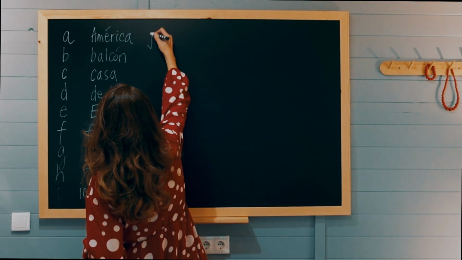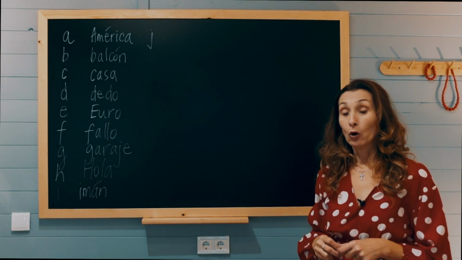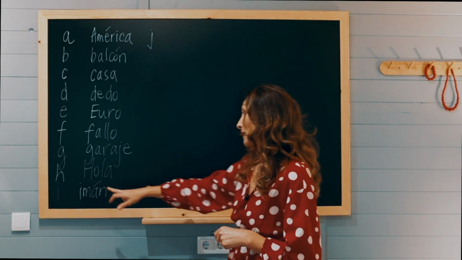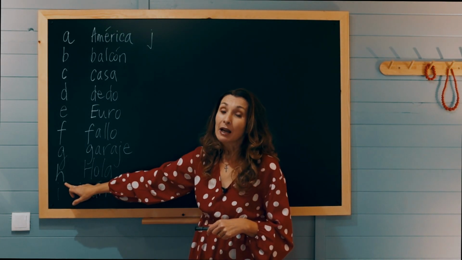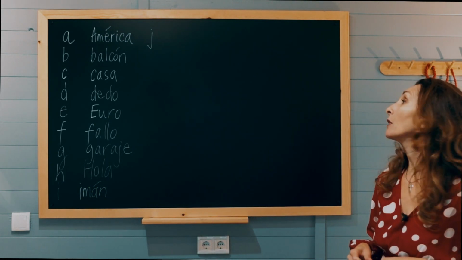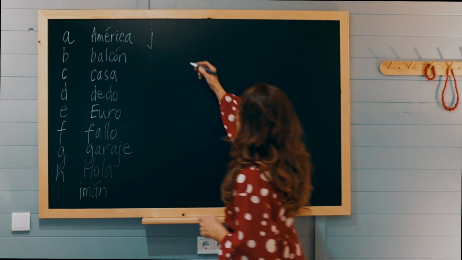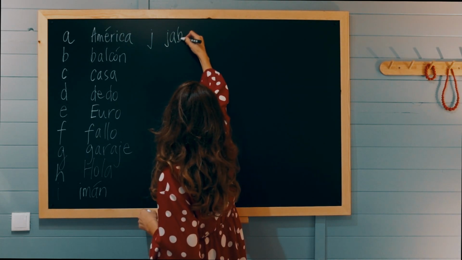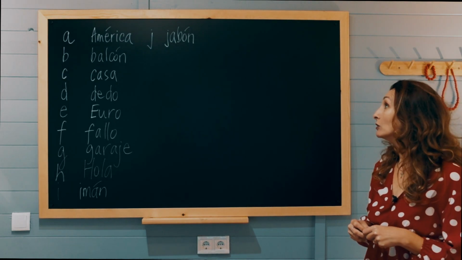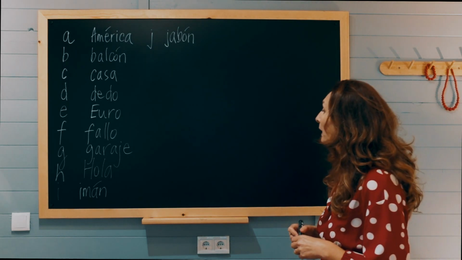Now we go to J, which is H. J in Spanish is pronounced as H, as H in some or many English words, as in home, house, hello, okay? J has that same sound. So, for example, jabón is soap. Jabón, J, H sound. Jabón.